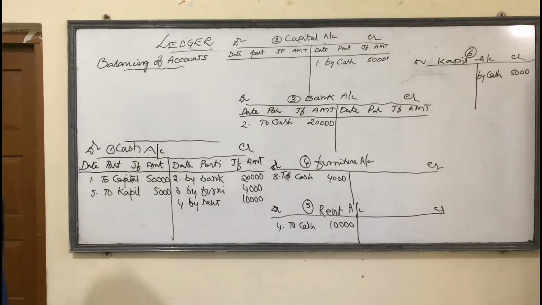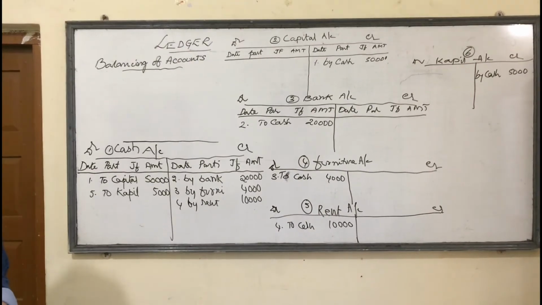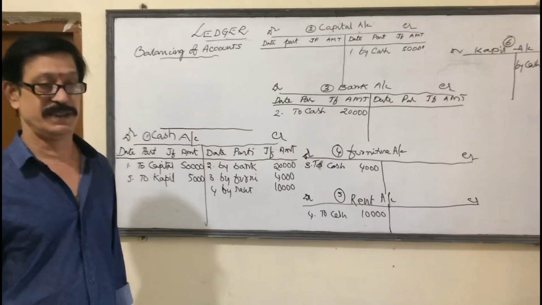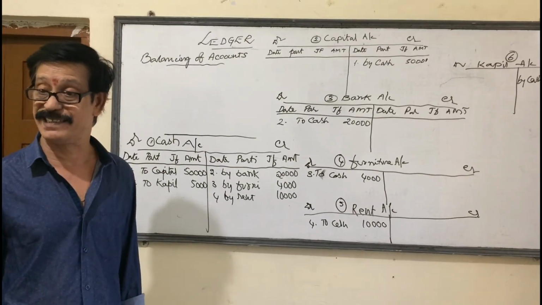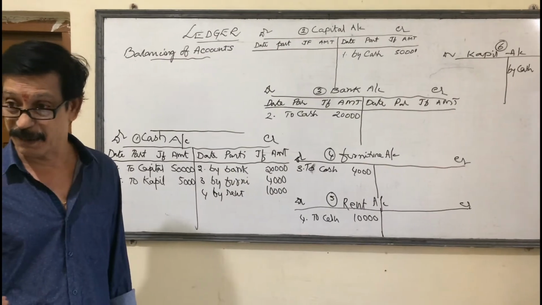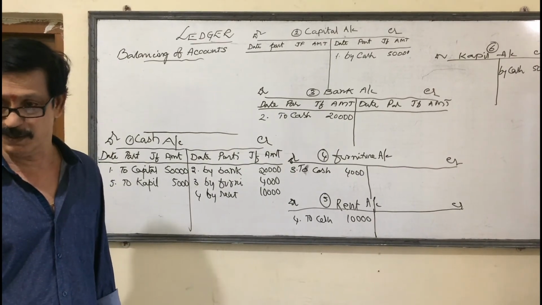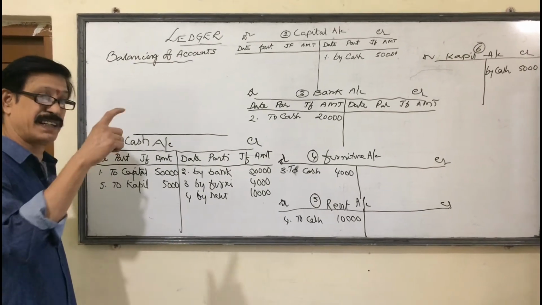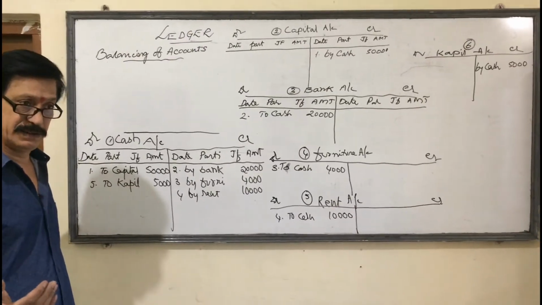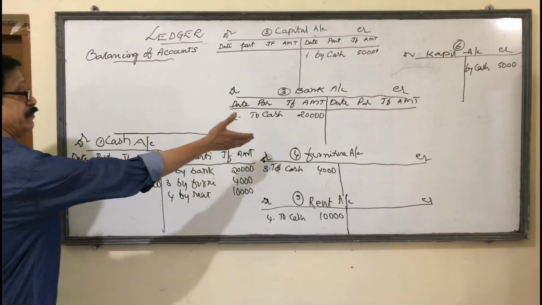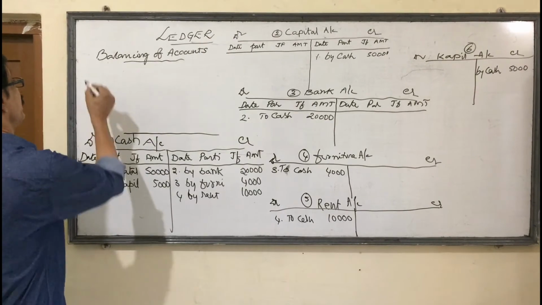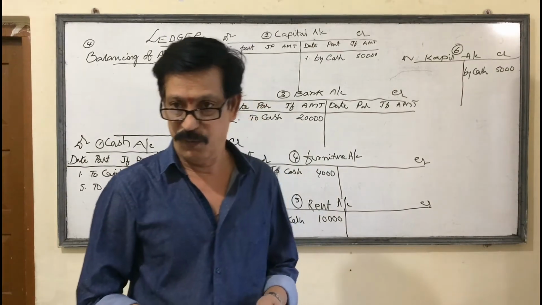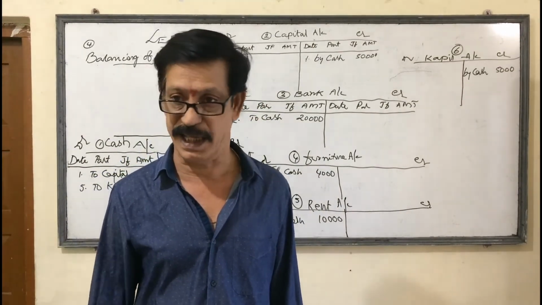Well, dear students, you know the accounting process? Accounting process, first step, we have to identify the transactions. What transactions are going on? What transactions have happened? First we have to identify. Then they are all recorded in the journal. Third, we have to enter them in the ledger accounts. The fourth step is balancing of accounts.